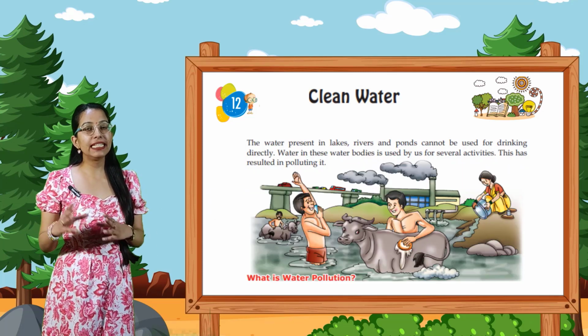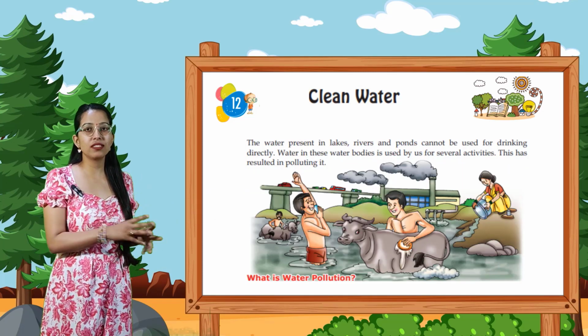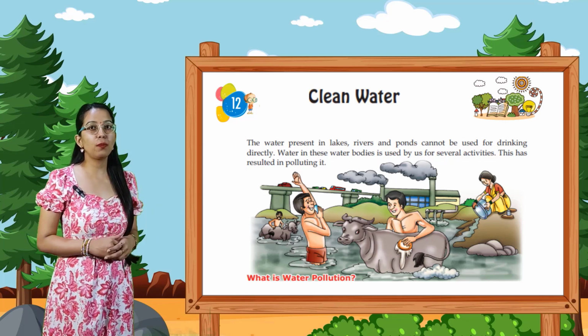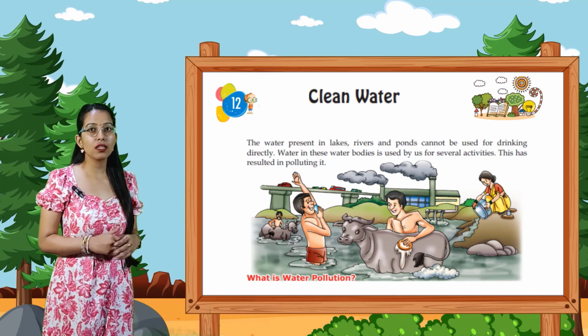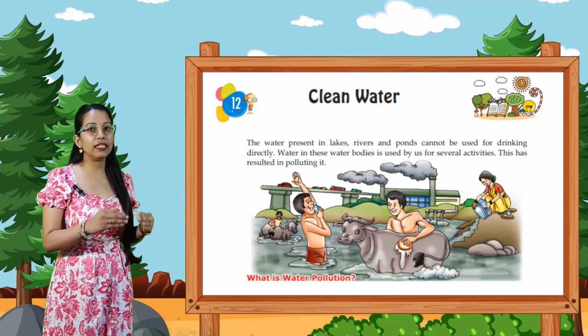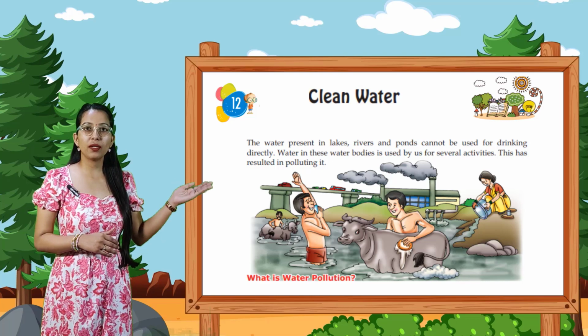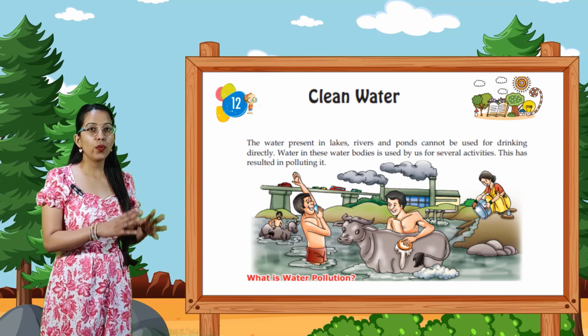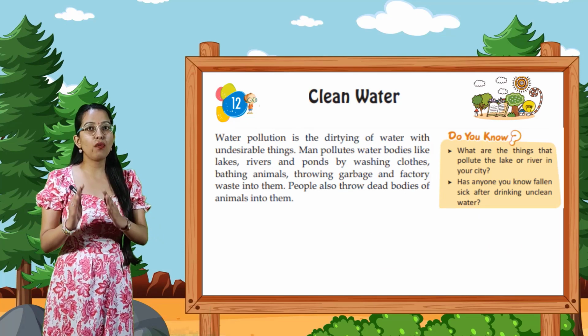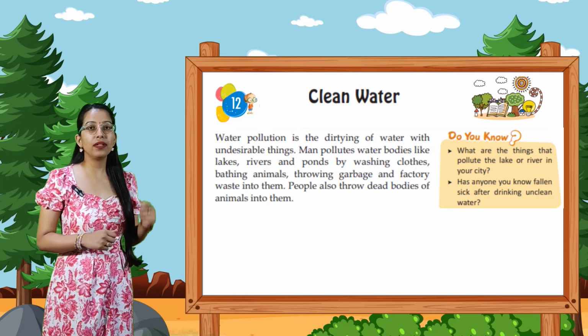The water present in lakes, rivers, and ponds cannot be used for drinking directly. Water in these water bodies is used by us for several activities. This has resulted in polluting it. Look at the picture, students. What is water pollution? Water pollution is the dirtying of water with undesirable things.